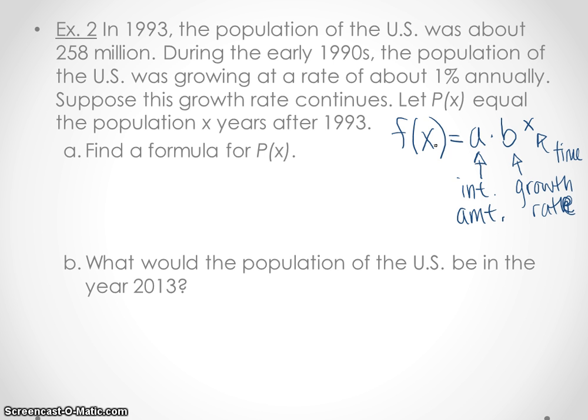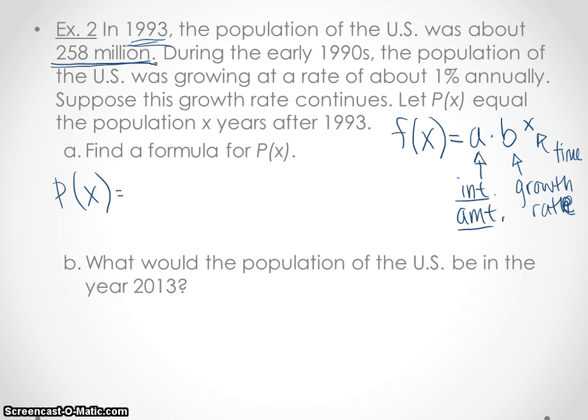So we're going to use this model and plug in numbers where we can. And this we're going to have to do something a little special with, and you're going to see here in a second. So our formula for P of X, we're going to just change F to P, which is no big deal. We're allowed to do that. So P of X equals, and then we're going to read what we've got over here. Well, do I have an initial amount? Well, our initial amount is what we started with in 1993. So what we started with in 1993 was 258 million.